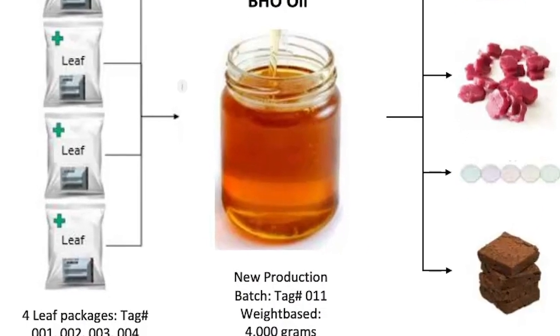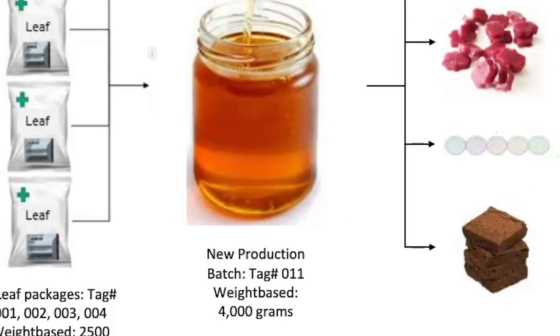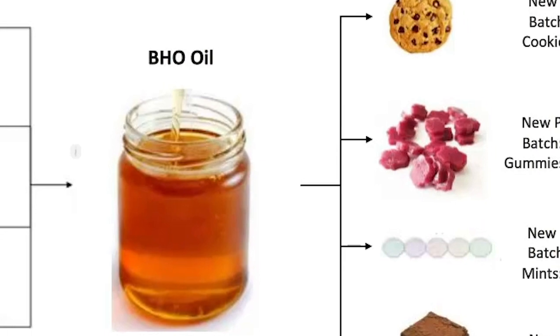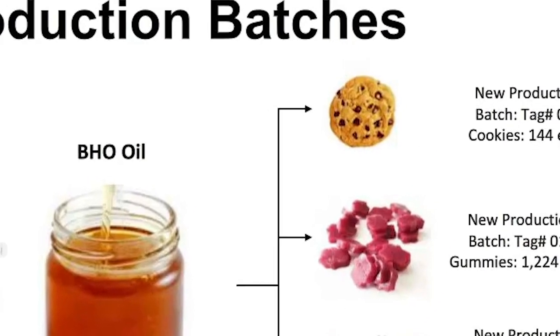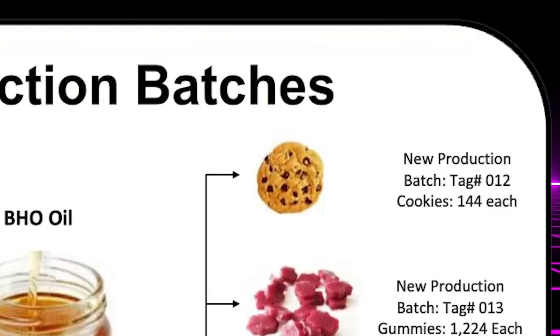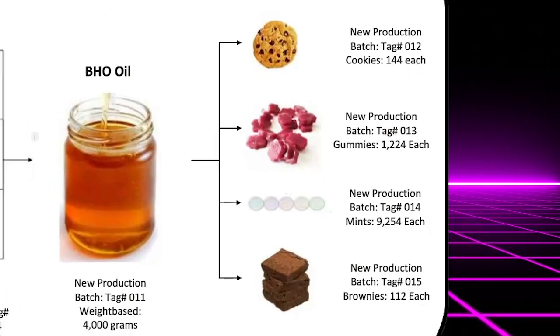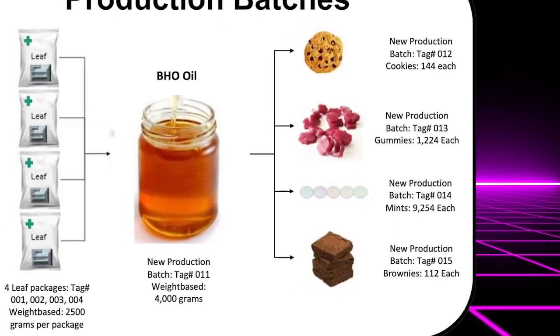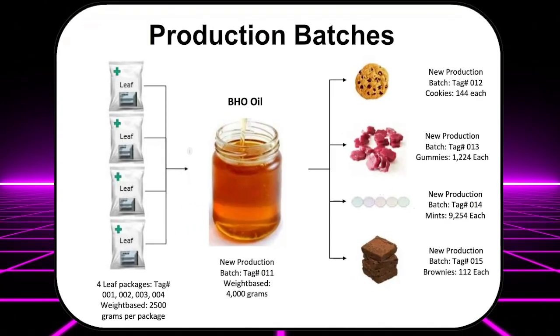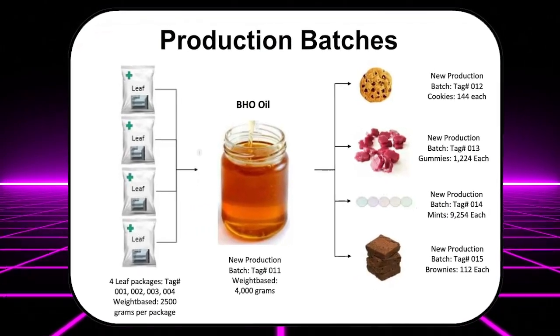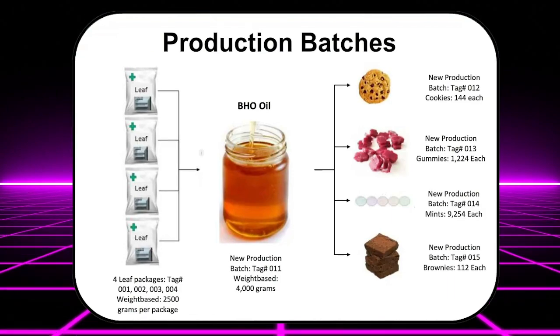grams of BHO oil. From there, we take our oil and create 4 final production batches of edibles. In this case, chocolate chip cookies, gummies, mints, and brownies. The 4 final production batches are in bulk and are likely then packaged into cases, which will be the final form sent to the retailers and sold to the consumer.